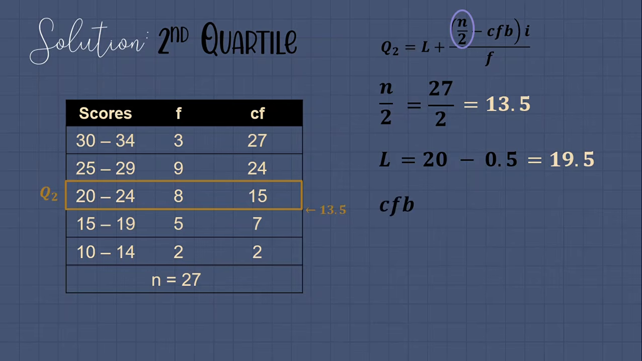The next one, we have the CFB, or again, the cumulative frequency from below. Since our CF is 15, and the one below it is 7, that is our CFB. CFB is equal to 7. The next one, we have the interval or class size. Again, we still have the same given, so I is equal to 5. And the frequency of the quartile 2 class is, obviously, 8.